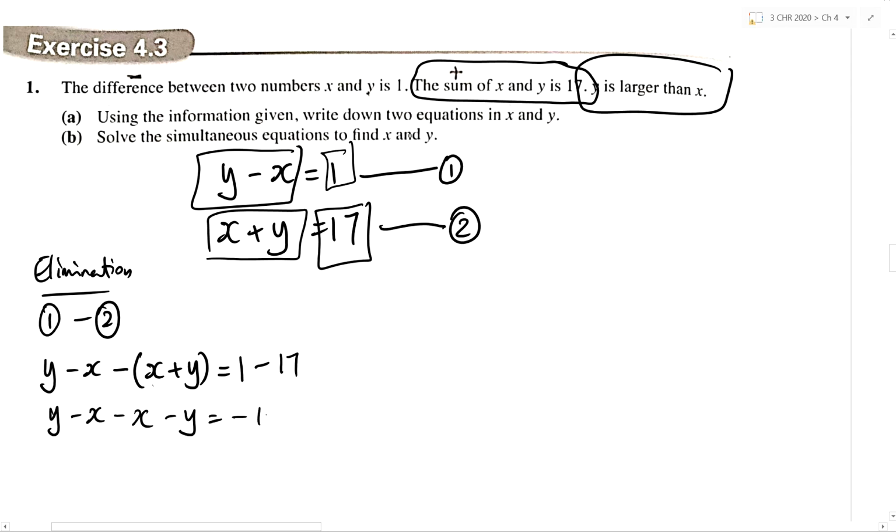1 minus 17 is negative 16. So now we end up with Y minus Y is no Y, no more Y already. But negative X minus X, negative 2X is negative 16. X must be 8.